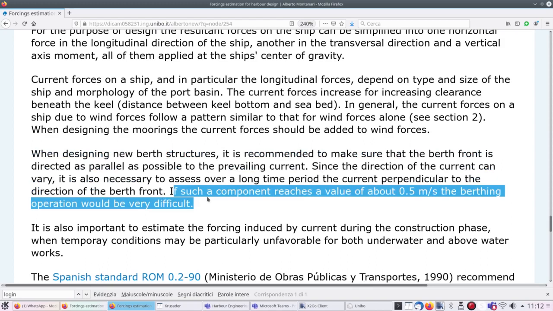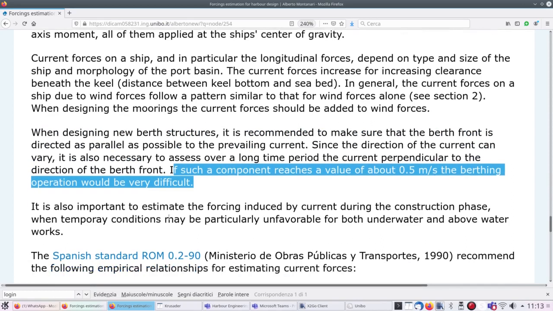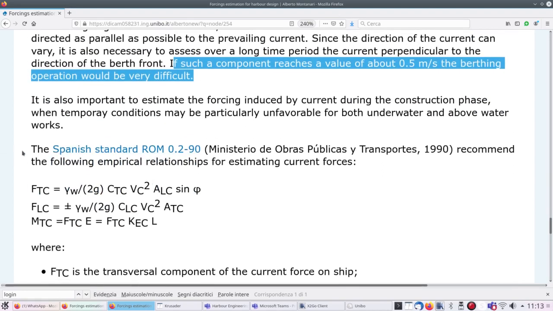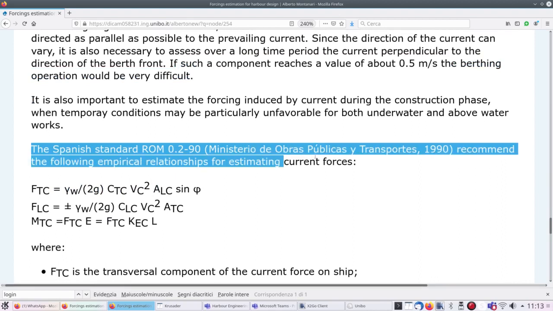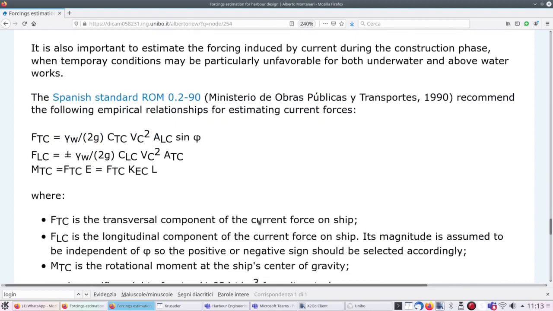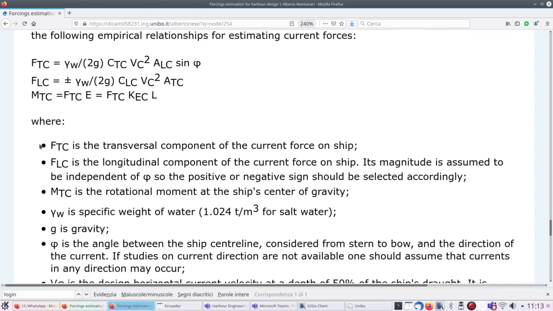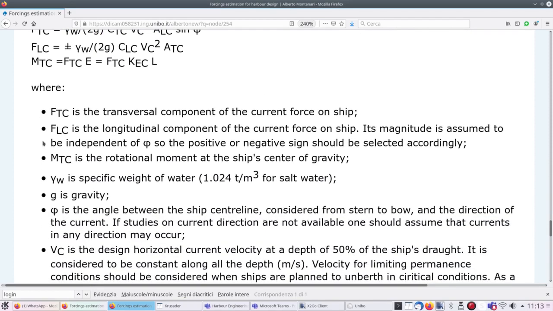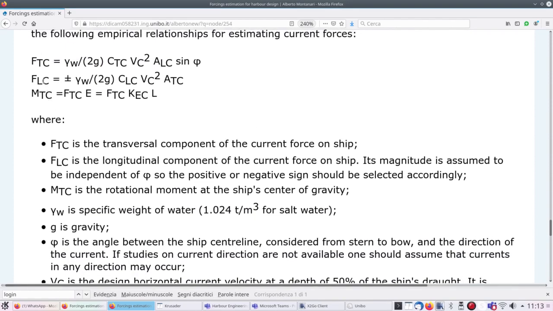I am selecting it. So let's now have a look at this empirical relationship. Again, they are given by the Spanish standard. And here you see the three relationships for the transversal component, longitudinal component, and rotational moment. And the first is the transversal component.